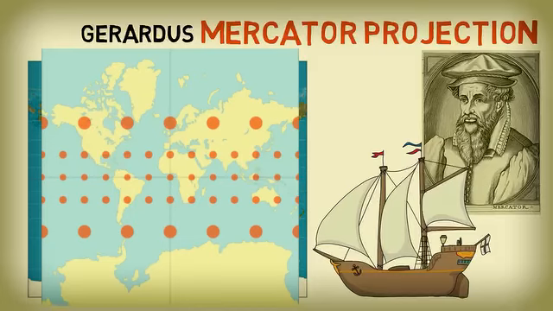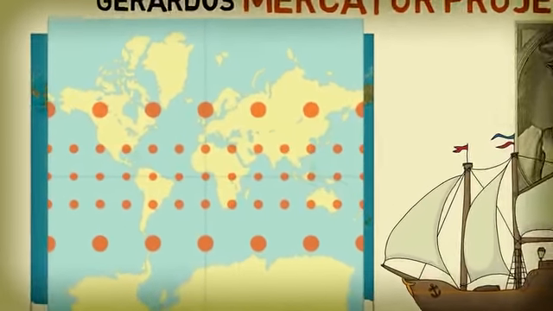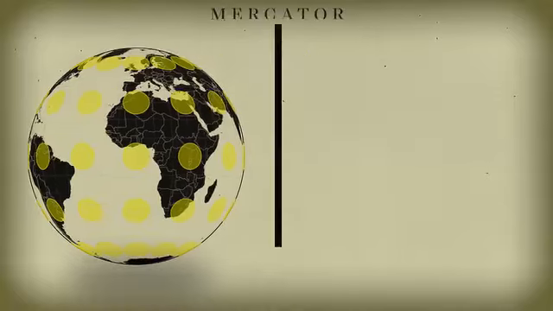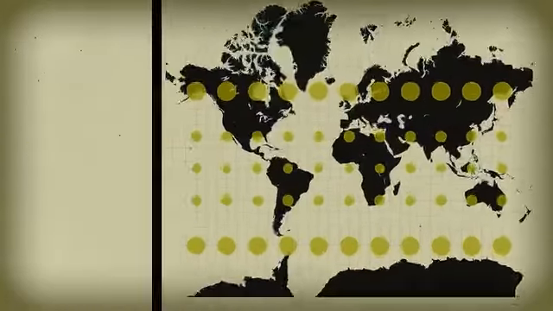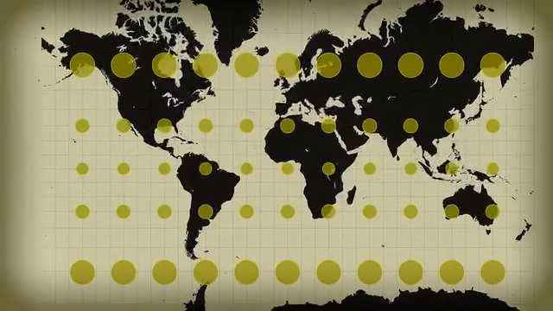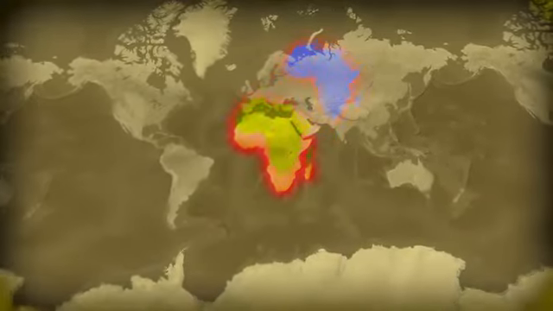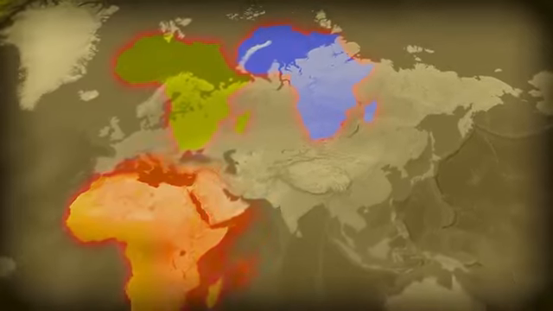In 1569, Gerardus Mercator created this map to help sailors navigate straight paths using a compass, but the major problem with it is that the true size and proportions of countries become distorted. Countries located farther north or south appear much larger than they actually are. For example, if you place Africa over Europe on the Mercator map, you could fit 3 Africas inside Europe.